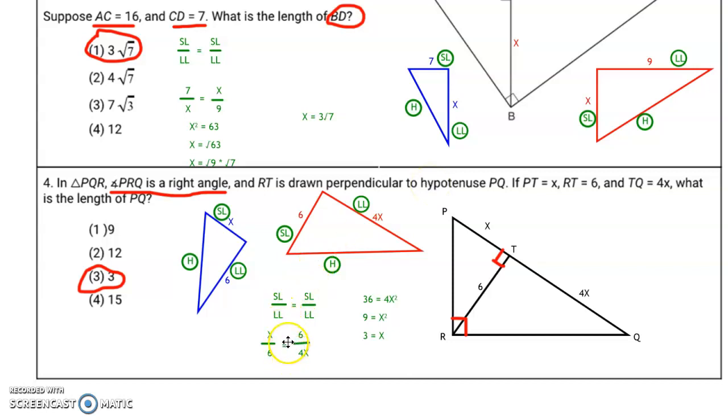I cross multiply from there, and I get 36 is equal to 4x squared. I divide both sides by 4, and square root, I should get my answer.